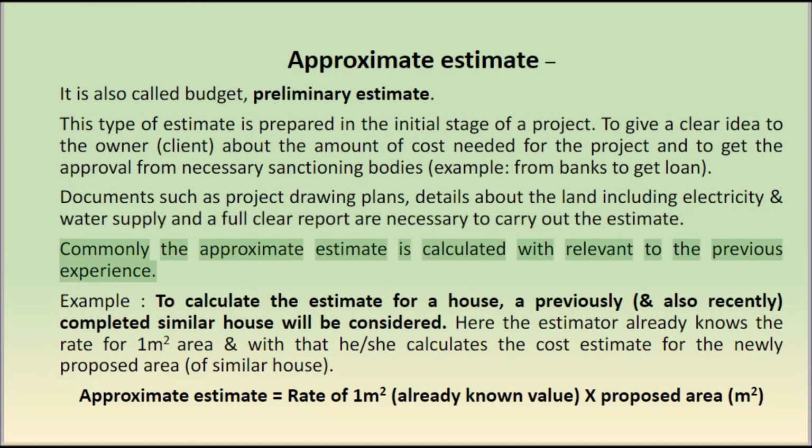Commonly the approximate estimate is calculated relevant to previous experience. For example, to calculate the estimate for a house, a previously and also recently completed similar house will be considered. Here the estimator already knows the rate for 1 square meter area, and with that he or she calculates the cost estimate for the newly proposed area of a similar house. Approximate estimate equals rate of 1 m², already known value, times proposed area, m².